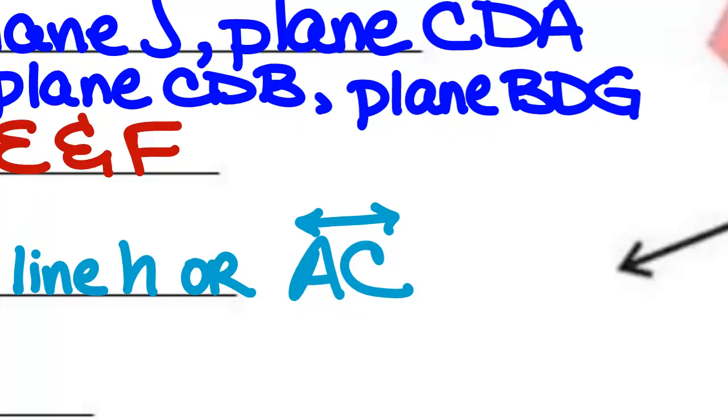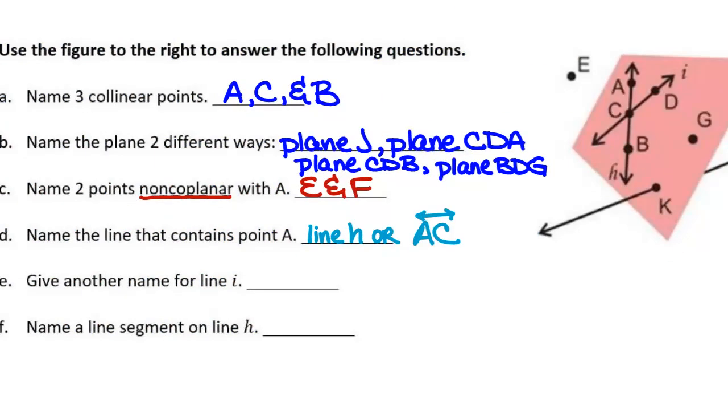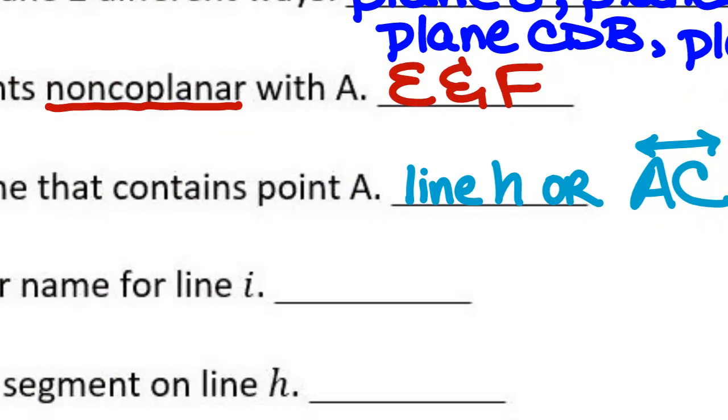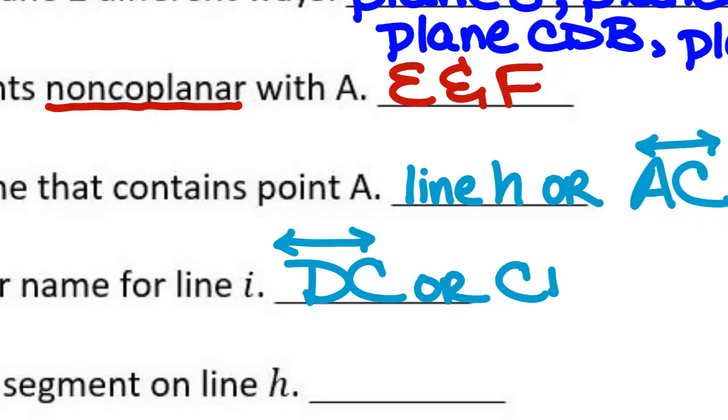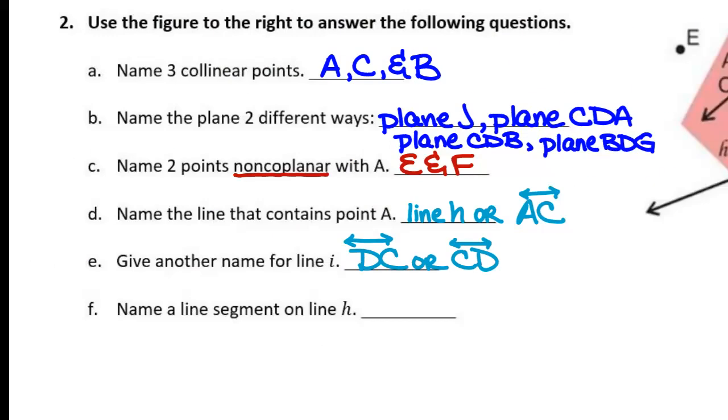Could I call that line AB? Yes. Could I call it line BC? Yes. Give another name for line I. DC. Or could we call it CD? Yes. I'm always allowed to flip the letters around.